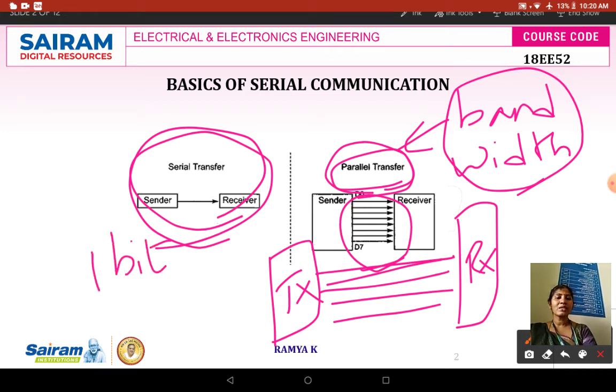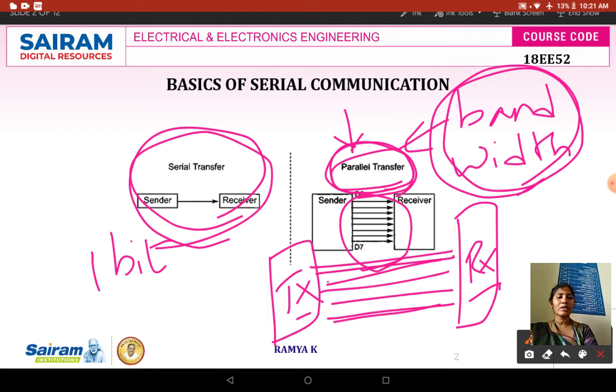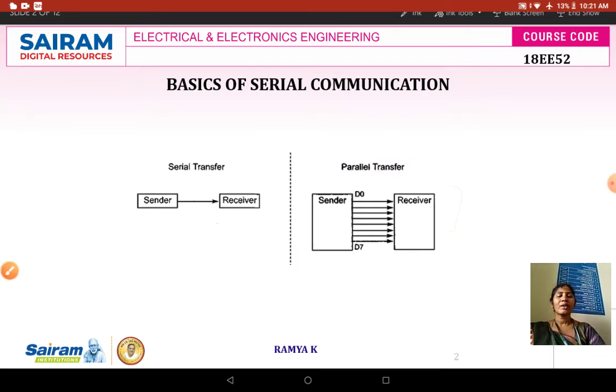As the parallel communication is going to transmit many bits of data at a time from your transmitting end to your receiving end, the transmission channel required in case of your parallel transfer is going to be high. As it is going to transmit many bits at a time, the bandwidth consumed by means of your parallel transfer is also going to be high. This is the basics of your serial communication.